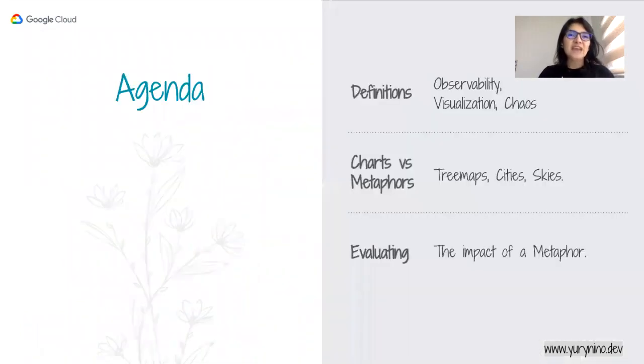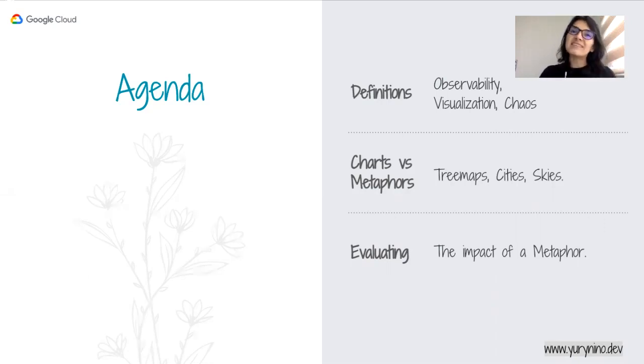In the next minutes, I am going to provide definitions for three concepts: observability, visualization, and chaos, of course. In the second part, I am going to explain the classical charts and dashboards that we are using to monitor our systems. And I am going to show you several weaknesses of these charts. With this context, I am going to explore another point of view. I am talking about software visualization with metaphors.